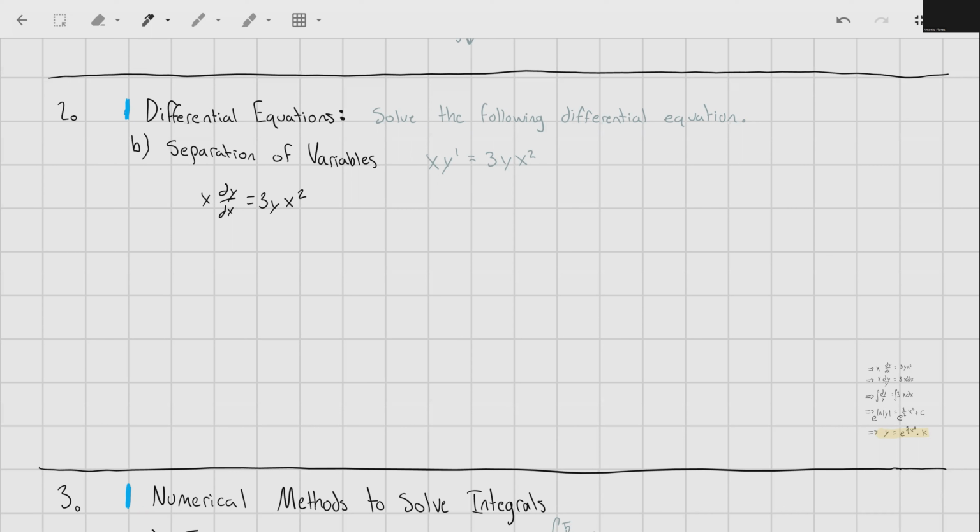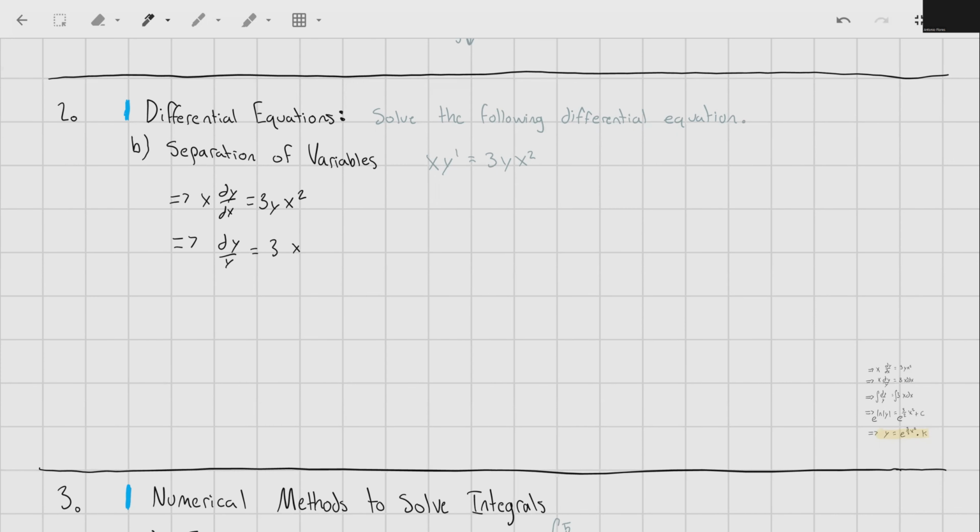Then next, we move the x dx to the right side, and then we move the y to the left side. So that would be dy divided by y equals 3x cubed, or x, just x dx.